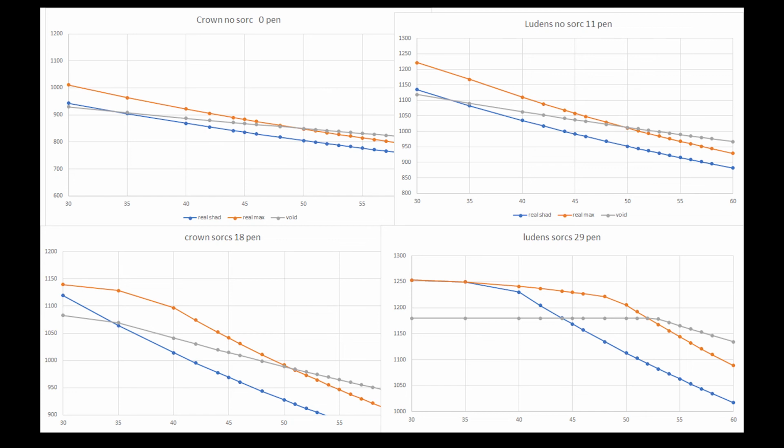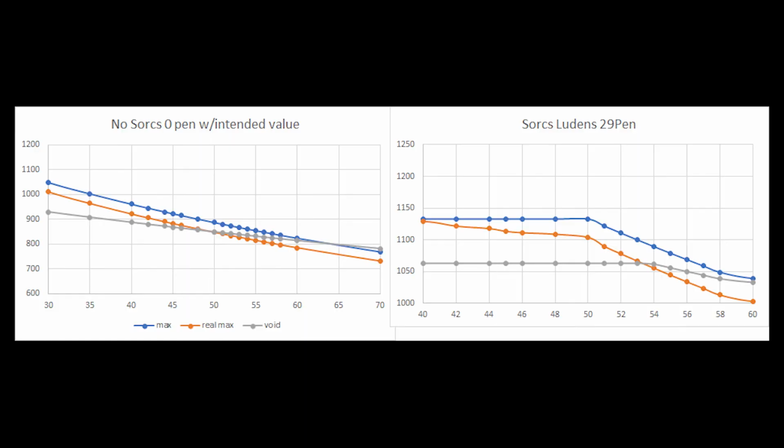Now, if the bug gets fixed, the difference is pretty big. So for Shadow 20, if we have no pen, the overlap value shifts by about 10 to 15. If we have a lot of pen, the overlap value shifts by about 5, 6, 7, something like this.